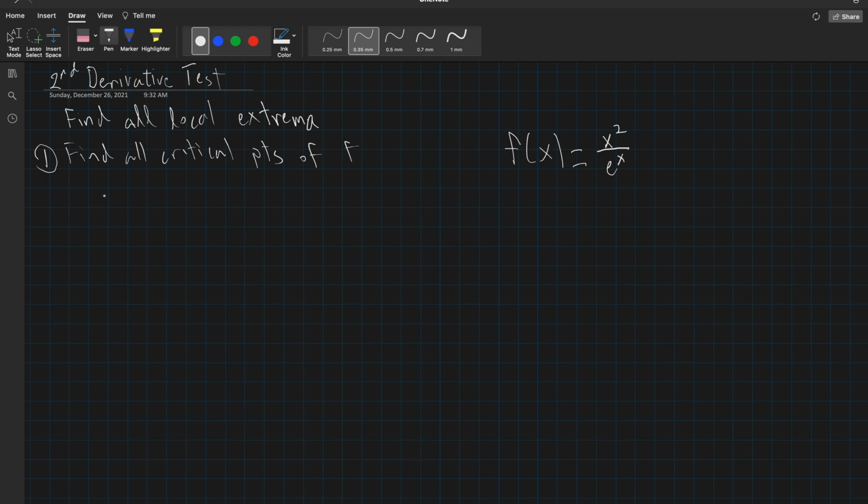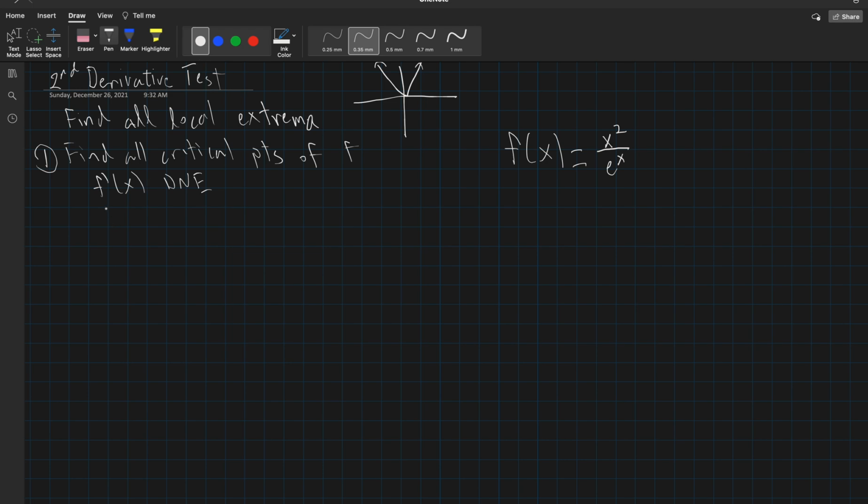Now a critical point is going to be our candidate for a local extremum. They're places where a local maximum or a local minimum could occur but aren't necessarily going to occur. So these will be places where f prime of x does not exist. For example, think about the absolute value of x. Here f prime of 0 does not exist, therefore it's a critical point, because our derivative does not exist at 0, because we have a corner.